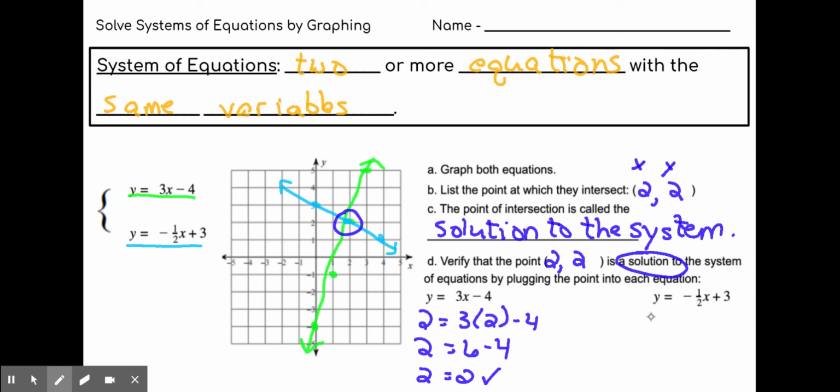Now, let's plug it into the second linear equation, y equals negative 1/2 x plus 3. My y coordinate is 2 equals negative 1/2 times my x coordinate, 2, plus 3. So let's see if this is true. Negative 1/2 times 2 is, I'm sorry, negative 1. And negative 1 plus 3, guess what that equals? That equals 2. So since this point makes both equations true, it's a solution to that system. And the way that shows up by graphing is it's the point of intersection. That point is on both lines at the same time.